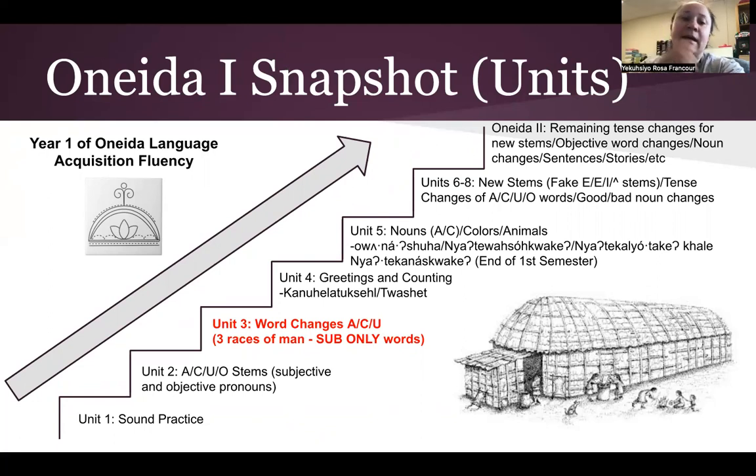After this section, we're going to talk about greetings and counting. Then we'll talk about nouns, different types of nouns, colors, and animals. The following sections come from the second curriculum book, and those are follow-up units to this booklet, units 6 through 8. We introduce the remaining 4 stems, more complex verb changes, and also good and bad noun changes.